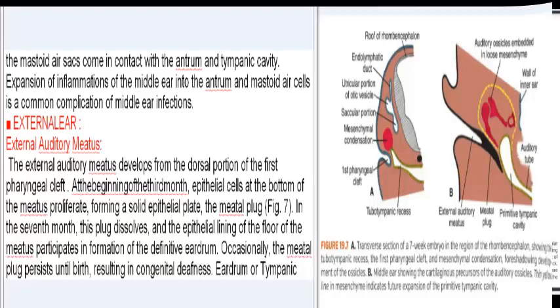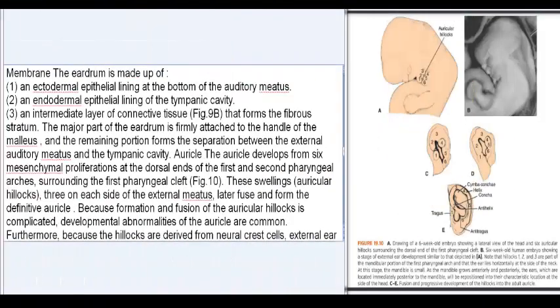Eardrum or tympanic membrane. The eardrum is made up of 1. An ectodermal epithelial lining at the bottom of the auditory meatus. 2. An endodermal epithelial lining of the tympanic cavity. 3. An intermediate layer of connective tissue, Fig. 9b, that forms the fibrous stratum. The major part of the eardrum is firmly attached to the handle of the malleus, and the remaining portion forms the separation between the external auditory meatus and the tympanic cavity.